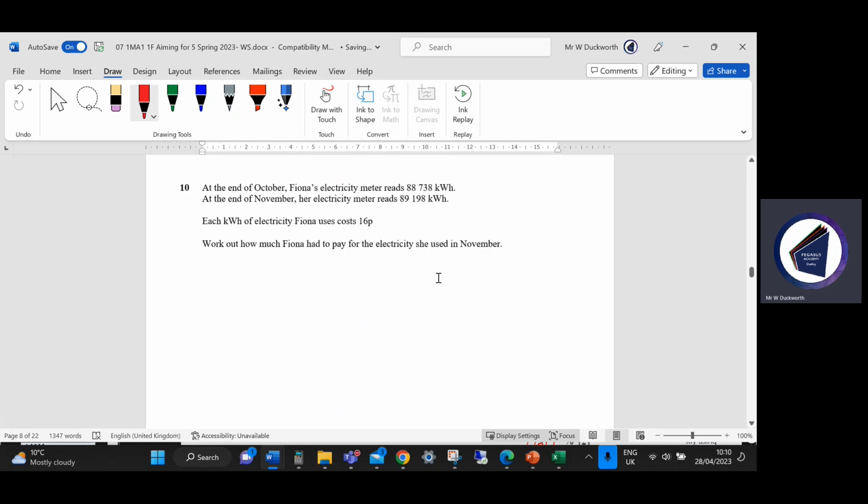At the end of October, Fiona's electricity meter read. Okay. At the end of November, her electricity meter read. Each kilowatt hour of electricity she used cost 16 pence. Work out how much Fiona had to pay for electricity she used in November.